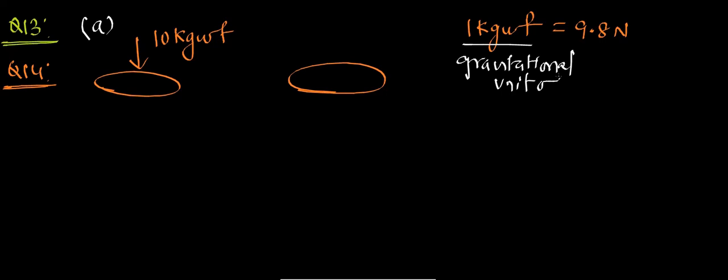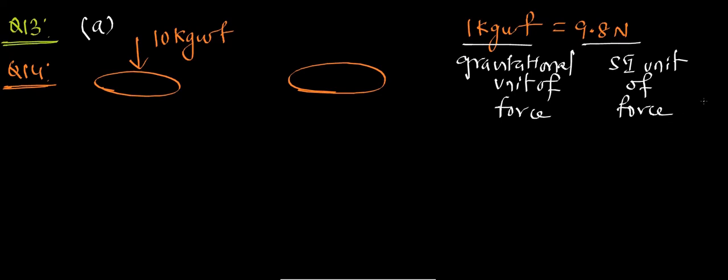Ma'am, what is Brahma's press? It's a machine name, beta. We are using mechanical advantage, no? That machine name is Brahma's press. Hydraulic press only, different names. And this is the SI unit of force. Relation between them.